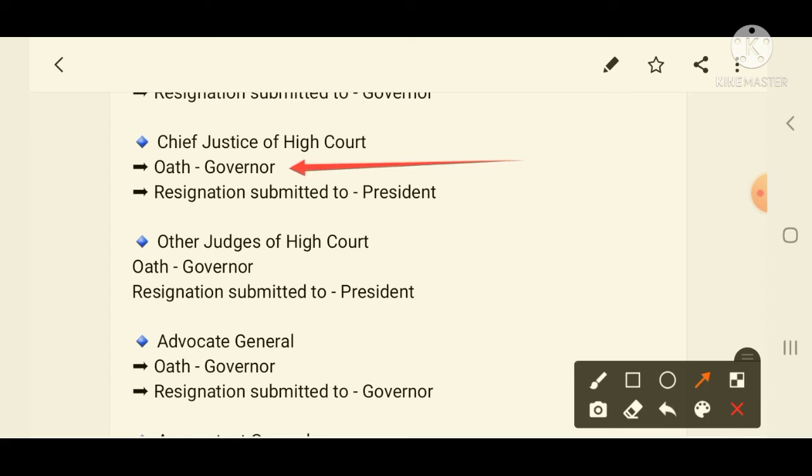Please comment in the comment section who is the Governor of Tamil Nadu. If you know the answer, you can pause the video and comment. I'll give the answers at the end of the video.